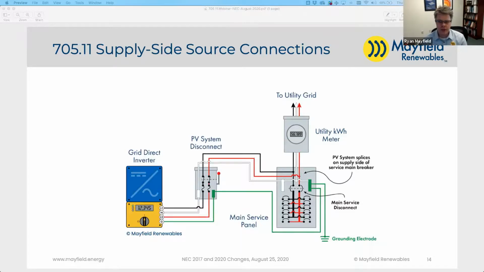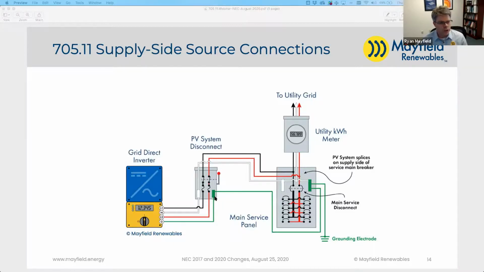Long story short on that one, they had almost unanimous consensus on what we're showing on the screen here as being an appropriate method to do it. I won't say it's the only one because I don't know all those code proceedings perfectly, but the big takeaway was that there would not be a neutral to ground bond in the PV system disconnect. So out of the inverter, you would go to your PV system disconnect, and that is where you would not have a neutral to ground bond, exactly right there.